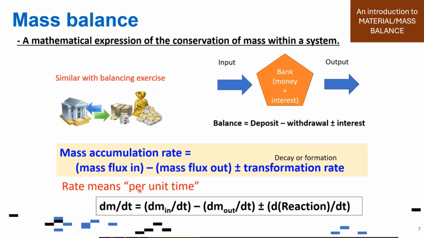So we can refer to it as a mathematical expression. The change of mass per unit time is equal to the mass flux in, minus the mass flux out, plus or minus the reaction per unit time, the transformation rate. Right. So this is the main equation for mass balance, and you have to remember this equation because it is important.